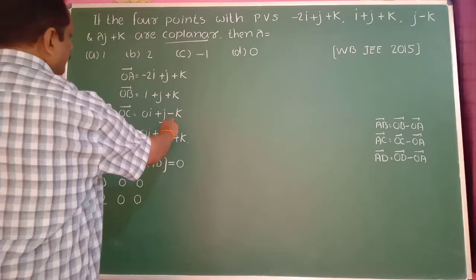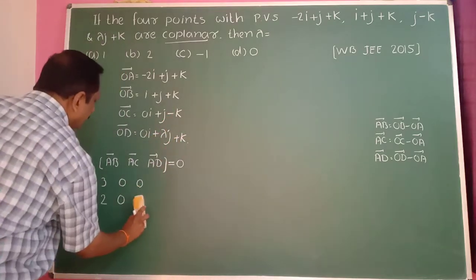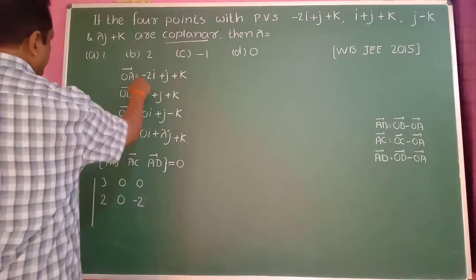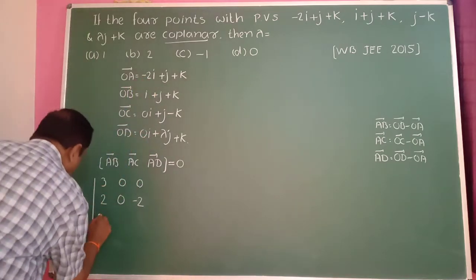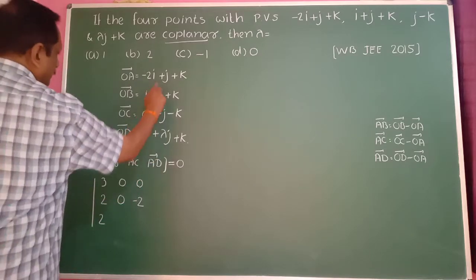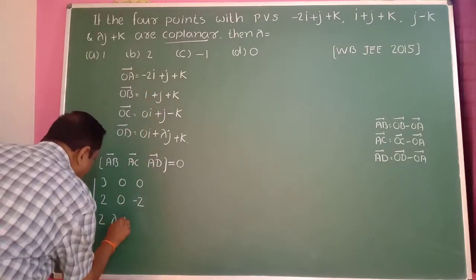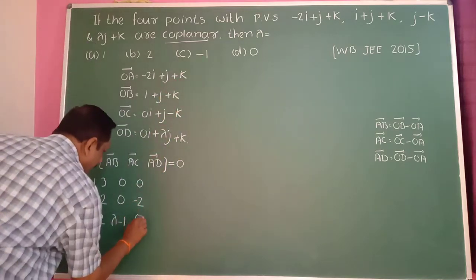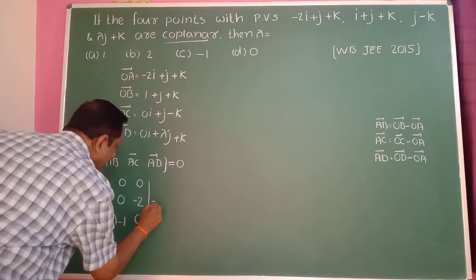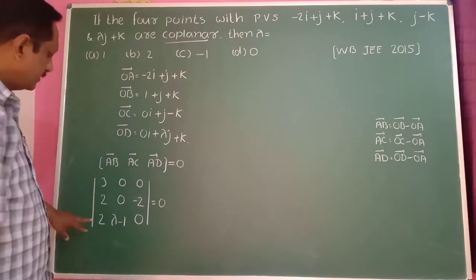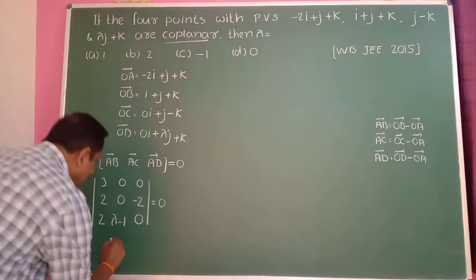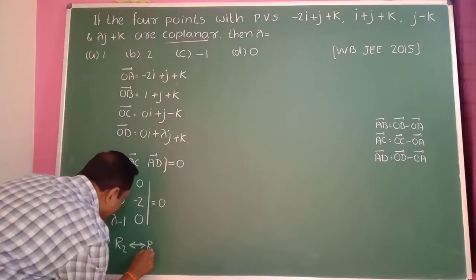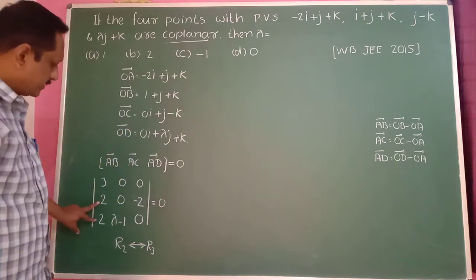Okay, here -1 minus 1 becomes a -2. Then OD minus OA: 0 minus (-2) becomes plus 2 here. Lambda minus 1, so it is λ - 1 here. Then 1 minus 1 becomes a 0 here. That is equal to 0. Just interchange these two rows here. So R2 interchange with R3 here. Interchanging second and third row here.